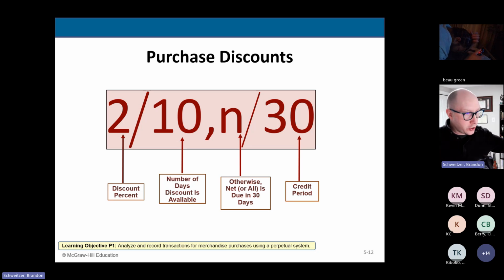It could be a larger percentage, smaller percentage, larger number of days, smaller number of days, whatever. But this is how the credit terms always read. It's the percent discount over the number of days that that discount is going to be available for. Otherwise, the entire amount's due within whatever number of days the credit period is. You see? So that's how purchase discount works. And again, usually this is some type of agreement that's established by the retailer and the vendor or the distributor.